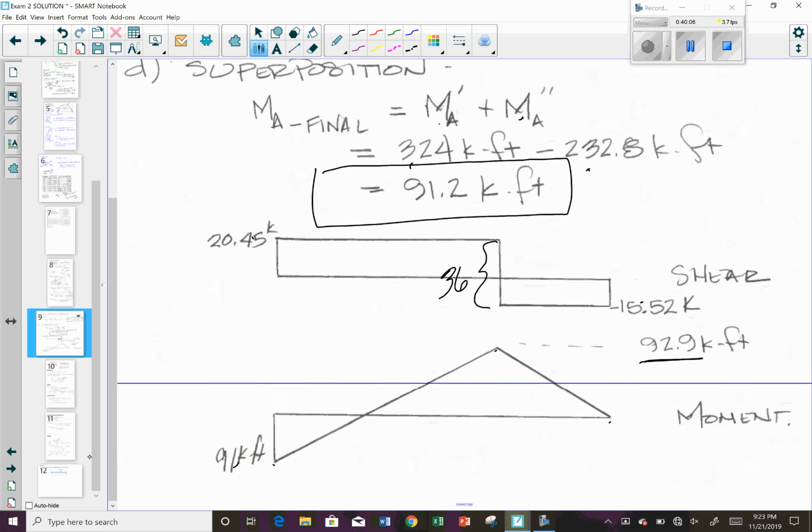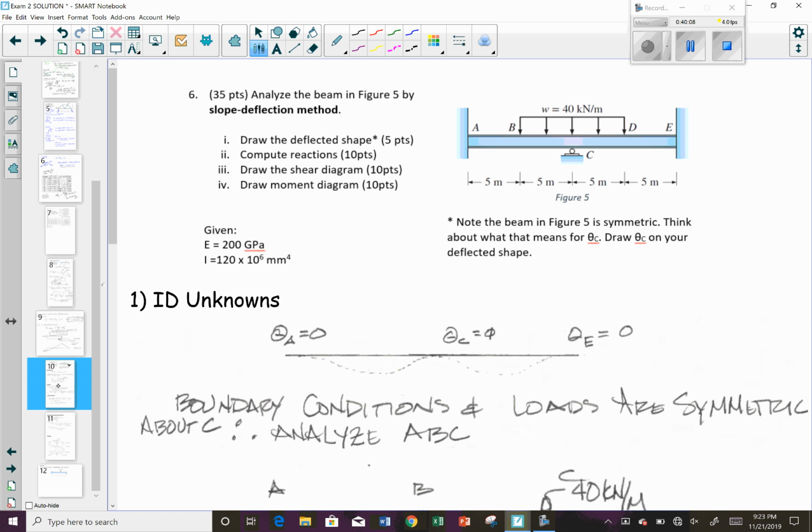And now the last problem was to analyze the beam in figure 5 by slope deflection method. Draw the deflected shape. This is what your deflected shape should look like. You should recognize that since this is symmetric, and you see how you've got the deflected shape here, your angle here and here is going to be equal to 0. So your theta C is equal to 0. So your boundary conditions and your loads are symmetric about C.